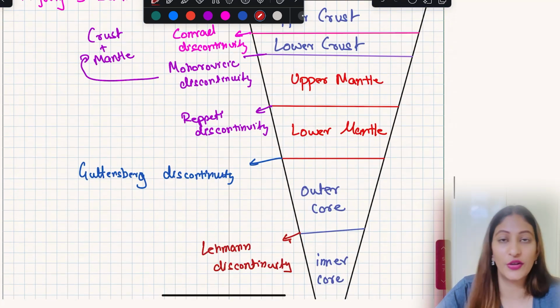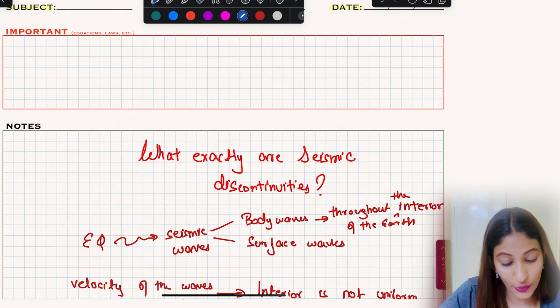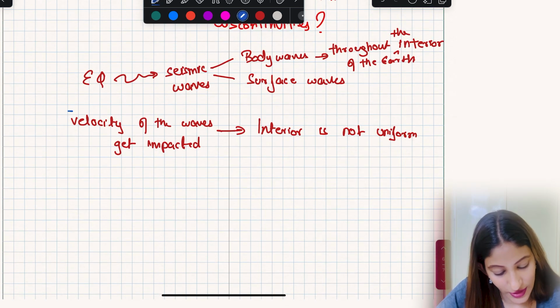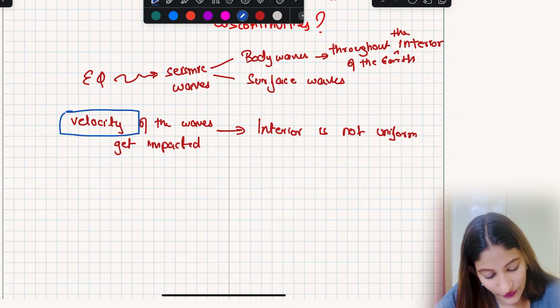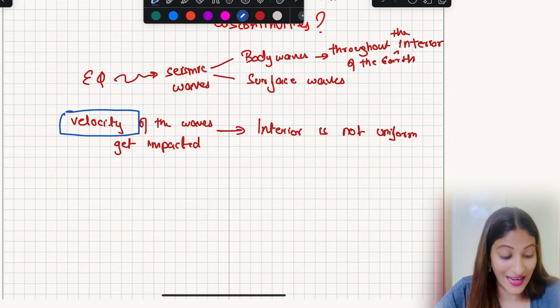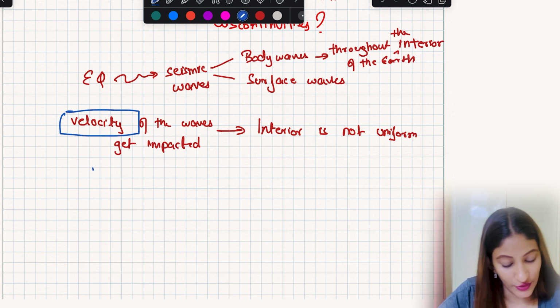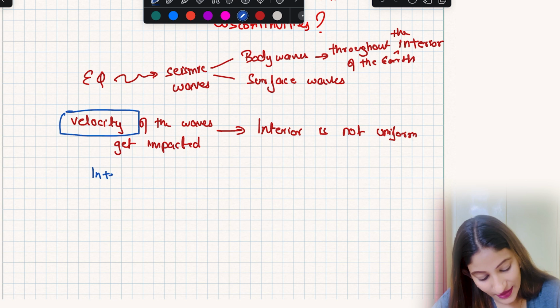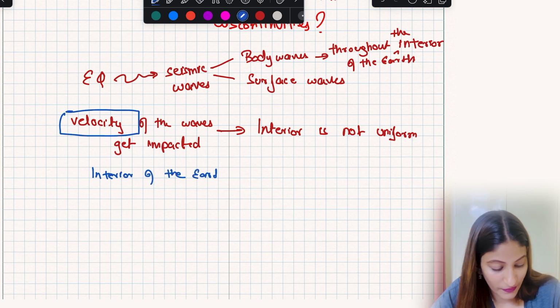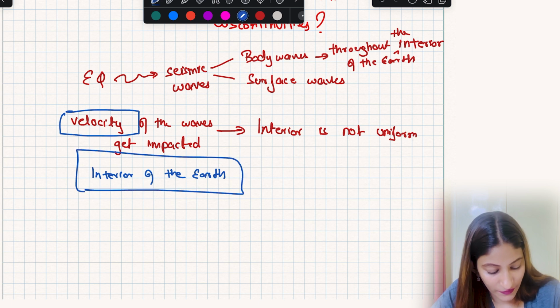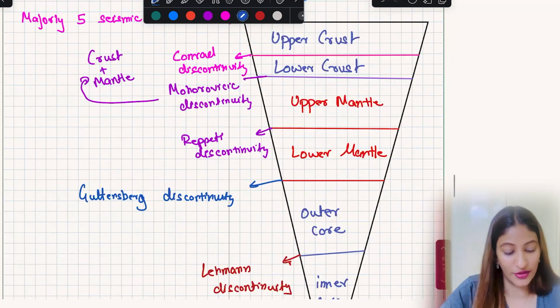I have already told you what to look out for. We have to look out for the velocity of the waves getting impacted, and hence we will find the discontinuity. So they help us in understanding the interior of the earth, the discontinuities. All right, that is why they are important for us to know.